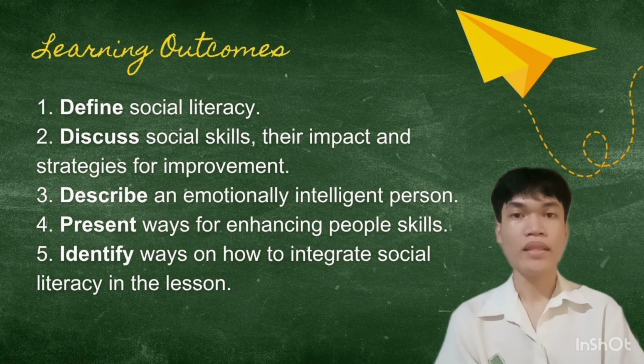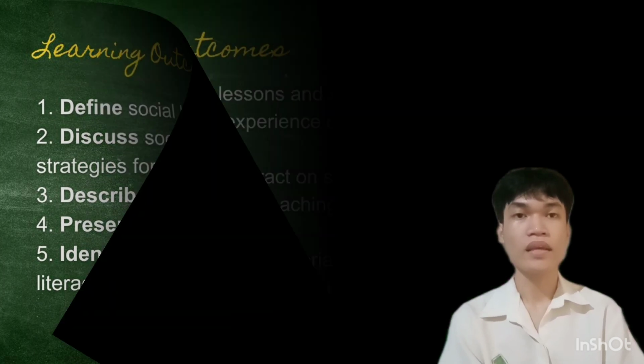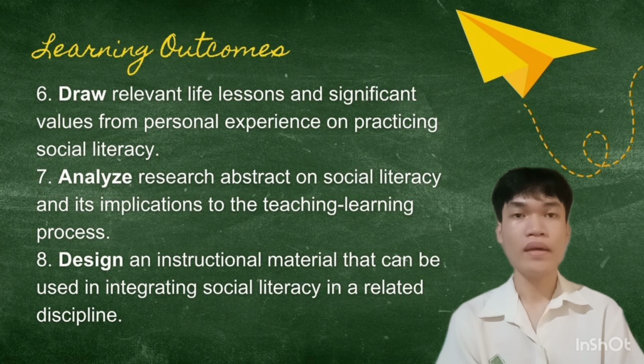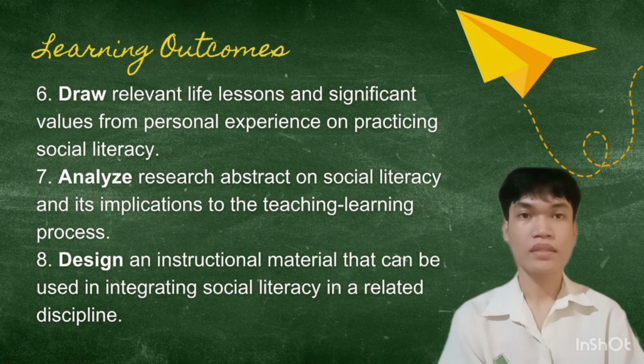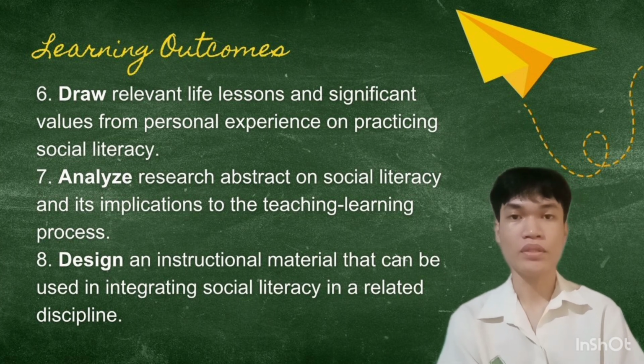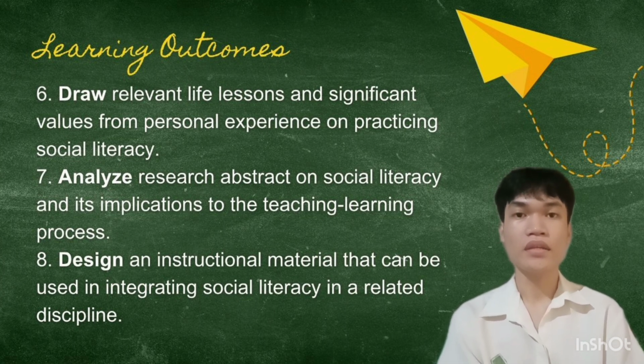Number 5 is to identify ways on how to integrate social literacy in the lesson. Number 6 is to draw relevant life lessons and significant values from personal experience on practicing social literacy. Number 7 is to analyze research abstracts on social literacy and its implications to the teaching learning process. And lastly, number 8 is to design an instructional material that can be used in integrating social literacy in a related discipline.